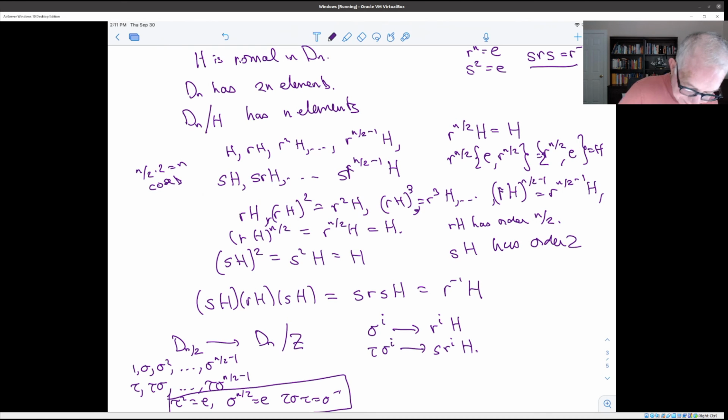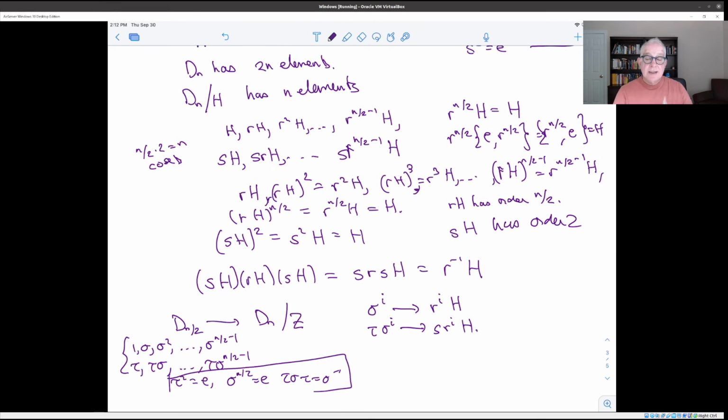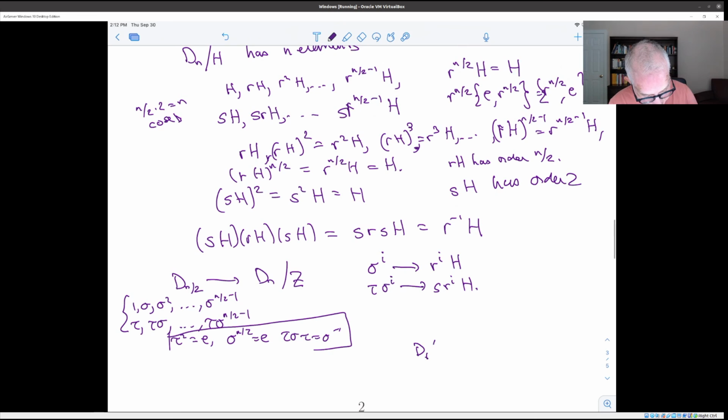And both of these formulas are satisfied. And this map is bijective. I mean, we've listed all of the 2n elements of Dn over 2 and all of the 2n cosets of Dn mod Z. And so we have this nice example that if you take the quotient of the dihedral group by its center, if n is even, you get the dihedral group for half as many. So D6 mod its center is D3.